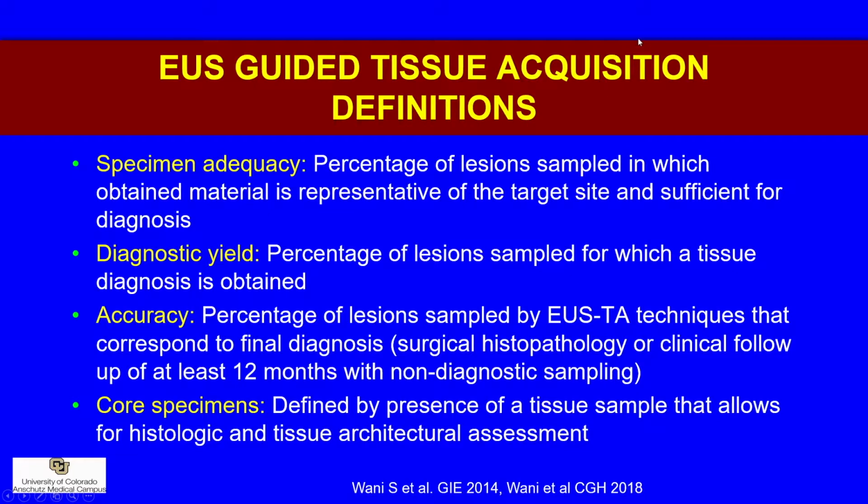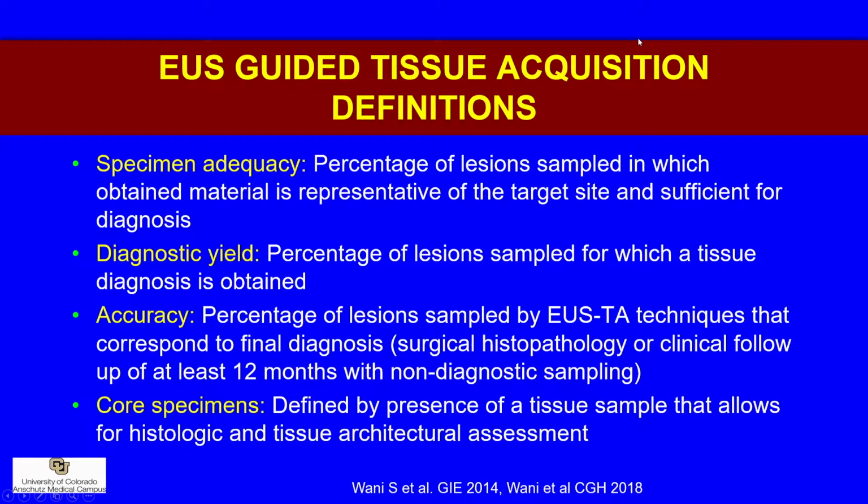For anyone who is critically evaluating this field, or the literature published in the field of endoscopic ultrasound-guided tissue acquisition, you need to be familiar with these definitions that we use frequently in our studies. Specimen adequacy is the percentage of lesions sampled in which the obtained material is representative of the target site and is sufficient for diagnosis. The diagnostic yield is the percentage of lesions sampled for which a tissue diagnosis is obtained.